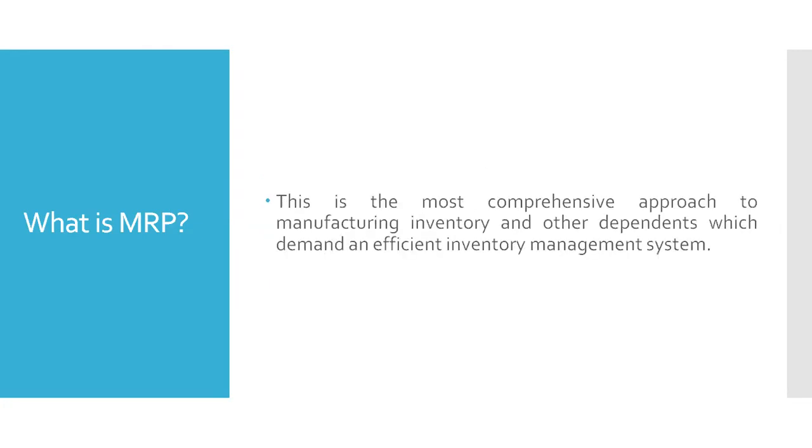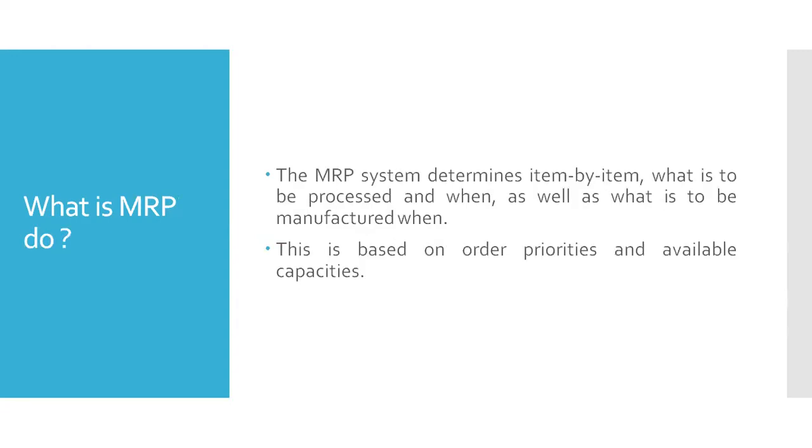So what is MRP? This is the most comprehensive approach to manufacturing inventory and other dependents, which demands an efficient management system. The MRP system determines item by item what is to be processed and when, as well as what is to be manufactured. This is based on the order priorities and available capacities, like what you are ordering according to your priorities and what capacities you have available.